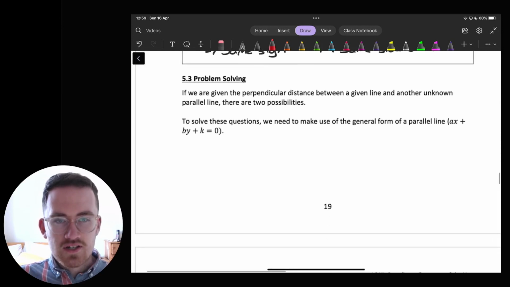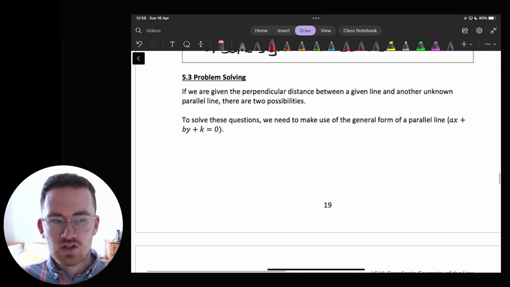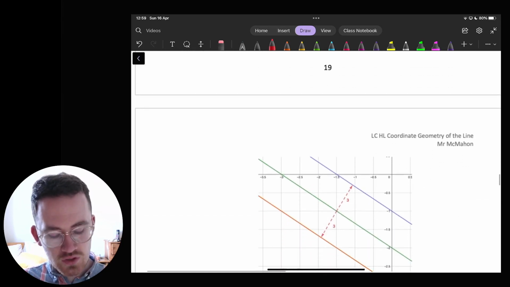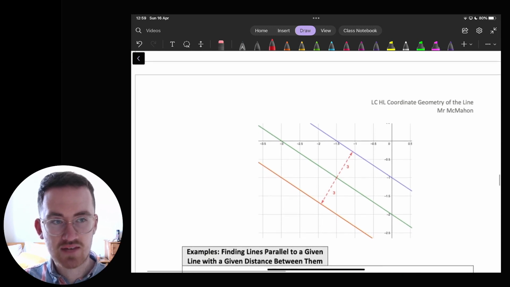So the perpendicular distance, generally more than just answering questions by putting in the formula, is really used in problem solving. So we might be given the distance between a given line and another parallel line. And if that's the case, we might have two possibilities for what that means. Looking at this diagram here, it's giving us an example.